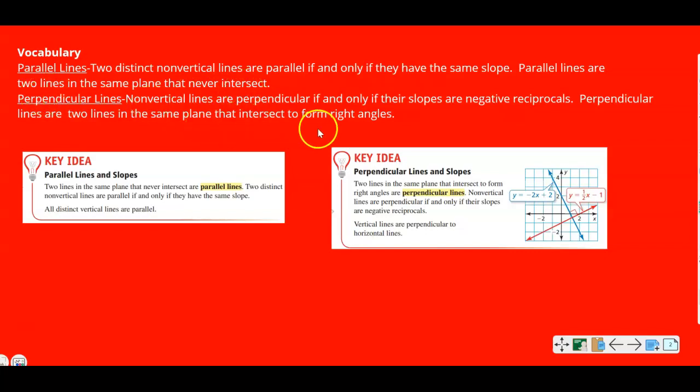Perpendicular lines are non-vertical lines. Non-vertical lines are perpendicular if and only if their slopes are negative reciprocals. Perpendicular lines are two lines in the same plane that intersect to form right angles. Remember, a right angle is a 90-degree angle. So if two lines cross to form 90-degree angles, then those are considered perpendicular lines. Here's a picture, and in the key idea here, you can see that -2 and +1/2 are negative reciprocals of each other. So that shows that those lines are perpendicular and they have a 90-degree angle. They have right angles when they cross.